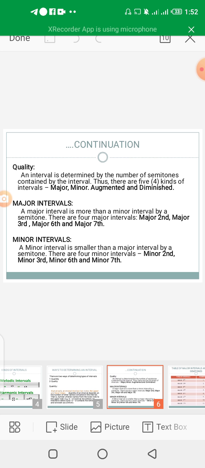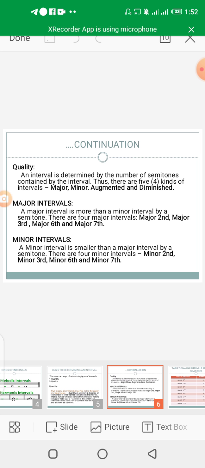Folks, we're told that there are four types of interval: the major, the minor, the augmented, and the diminished. Augmented simply means additional, while diminished simply means reduction. So if it's supposed to have four semitones and unfortunately it has an extra semitone, it is called augmented. But if it's supposed to have four semitones and it has three, it is called diminished.